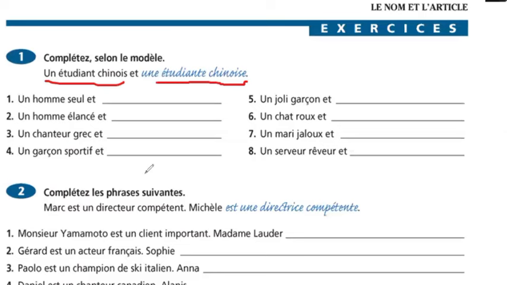Un chanteur grec becomes une chanteuse grecque. Un garçon sportif becomes une fille sportive. So we have un joli garçon becomes une jolie fille. Un chat roux becomes une chatte rousse. Un mari jaloux becomes une femme jalouse. Then you have un sévère rêveur becomes une sévère rêveuse.